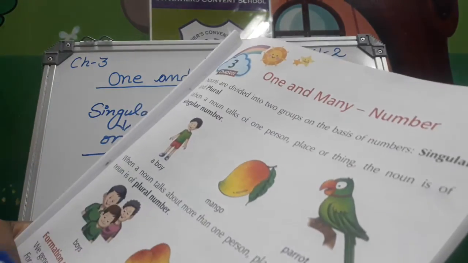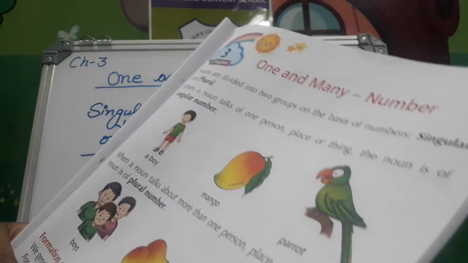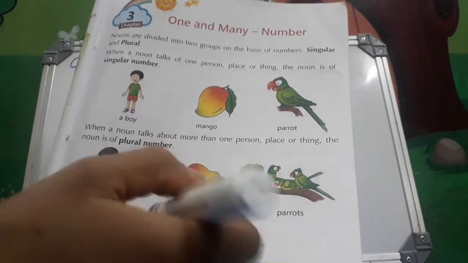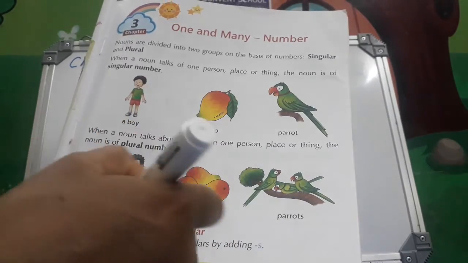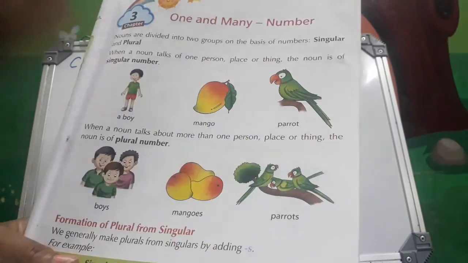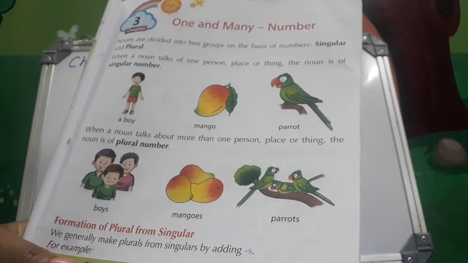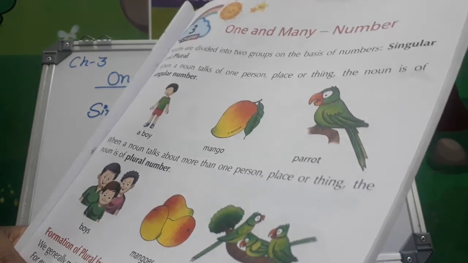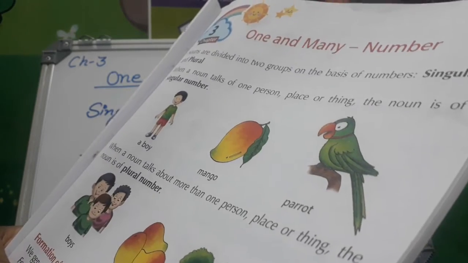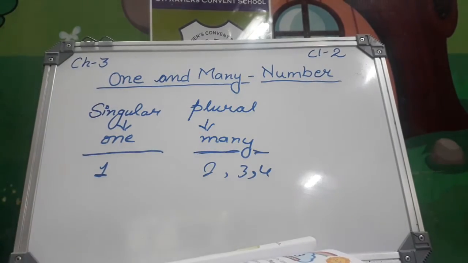Formation of the plural and singular. How to form plural from singular and singular from plural. We generally make plurals from singulars by adding s. How to make plural? Generally we add s. For example, look here.